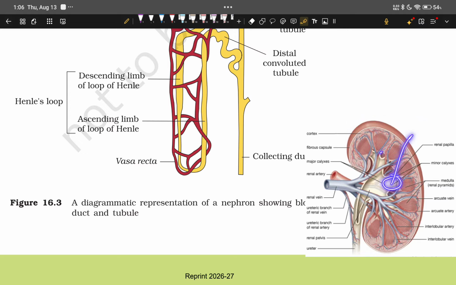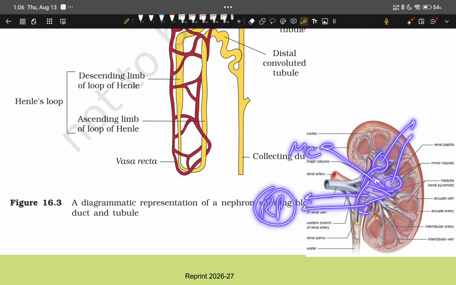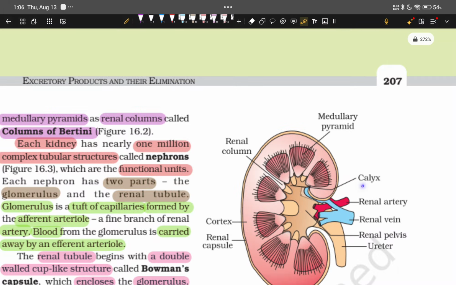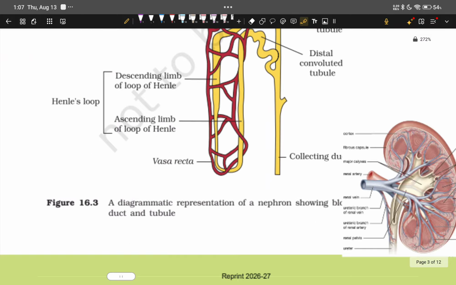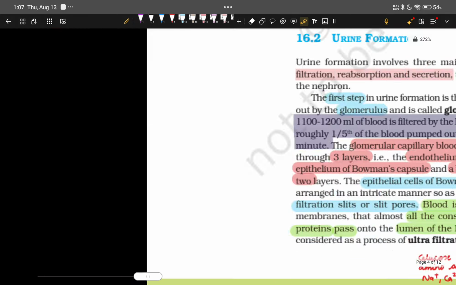These are the minor calyx, and then they combine together to form this, which is major calyx, and then you have this structure which is funnel shaped. This is called what? Renal pelvis. This was not clear in the NCERT, so I wanted to show you. This is not calyx. The structure between them is calyx, which can easily be seen in the figure, right?